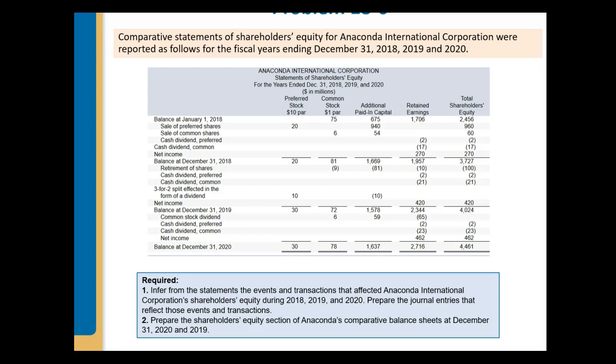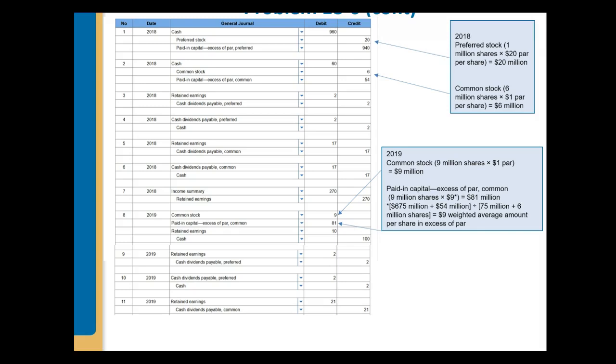That was in 2019. Next, we need to deal with the preferred stock dividend and the common stock dividend. The preferred stock dividend would be a debit to retained earnings of $2 million, credit cash dividends payable preferred $2 million. Then, when we pay it, we debit our payable and we credit our cash.